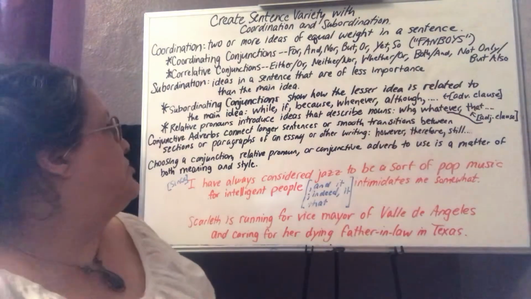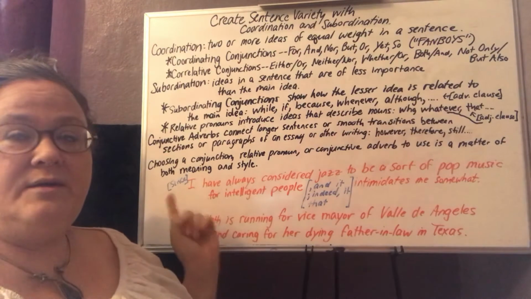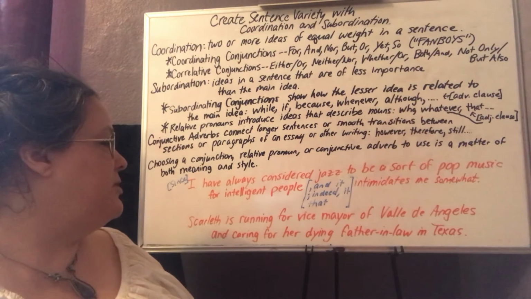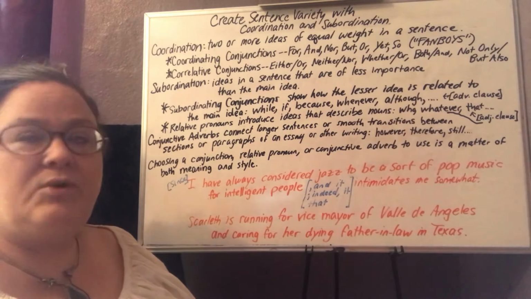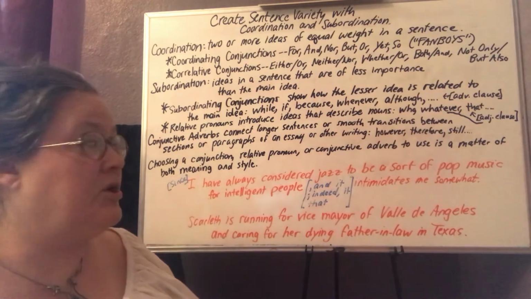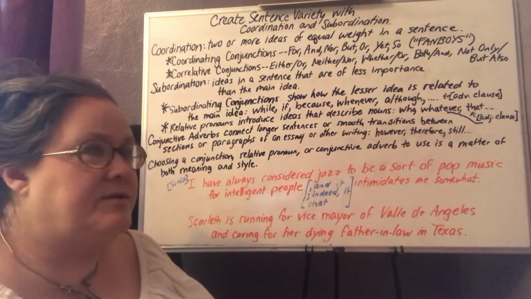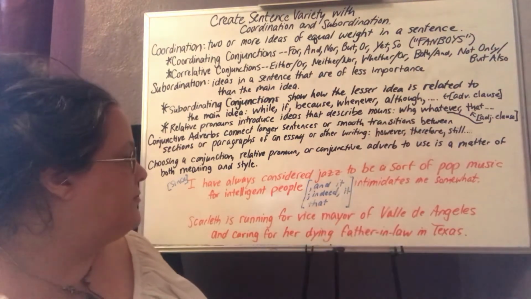Another thing we could use is a subordinating conjunction, and I have one here at the beginning. It says, "Since I have always considered jazz to be a sort of pop music for intelligent people, it intimidates me somewhat." We have to make sure to include the word "it" there, or it's not grammatically correct. "Intimidates" needs its own little subject.